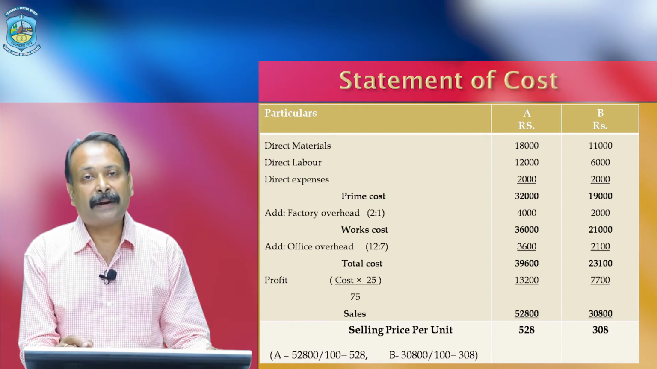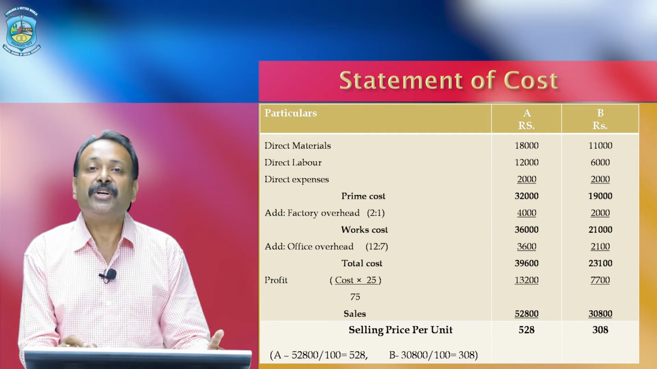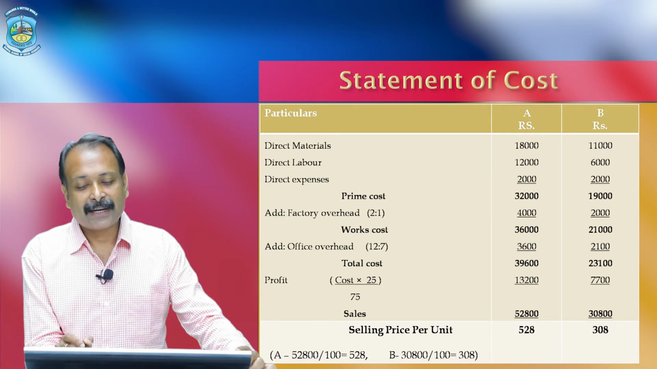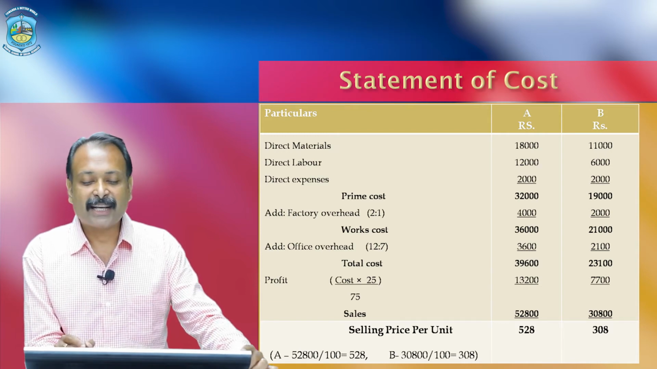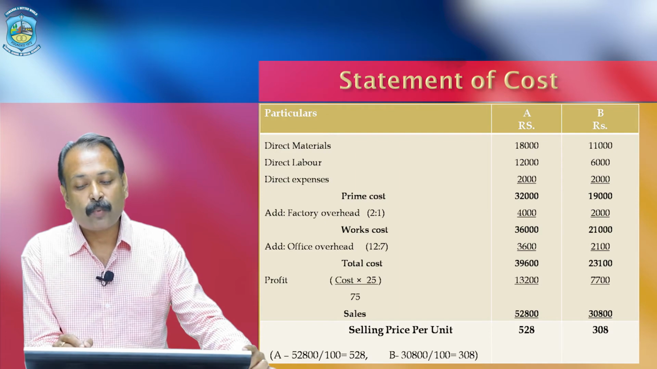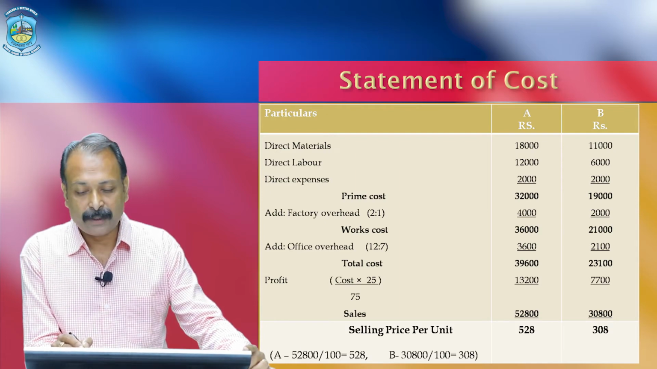As we know, in prime cost we have to add direct material, direct labor and direct expenses. So as per the information given in the question, direct material is 18,000 rupees, direct labor is 12,000 rupees, direct expenses is 2,000 rupees for machine A, the total of which becomes 32,000 rupees.